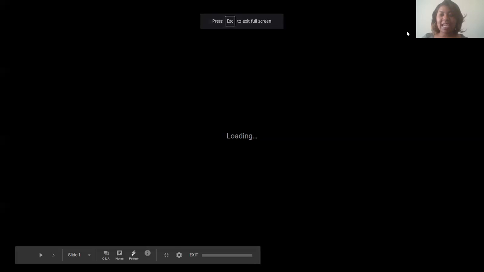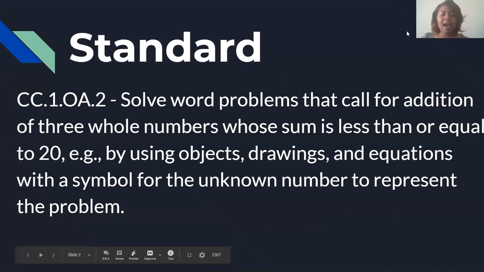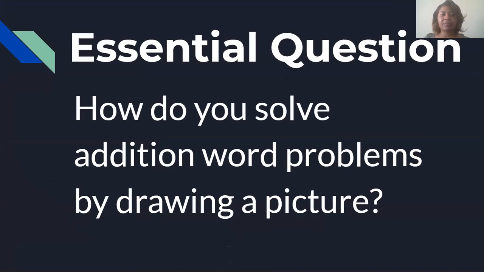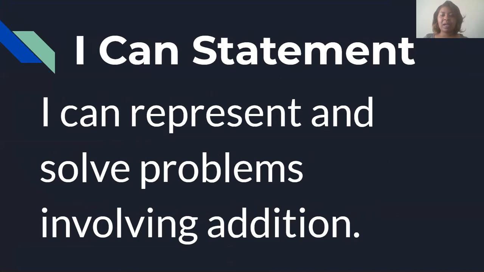Let's go over our standard for today. Our standard is 1.OA.2. Solve word problems that call for addition of three whole numbers whose sum is less than or equal to 20 by using objects, drawings, and equations with a symbol for the unknown number to represent the problem. Our essential question: how do you solve addition word problems by drawing a picture? Our I can statement: I can represent and solve problems involving addition.